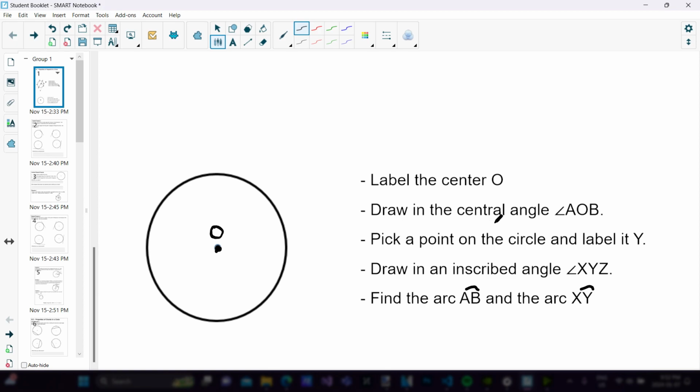Then they want us to draw in a central angle, and a central angle is AOB. Not a big thing to worry about. A central angle is an angle that is, you guessed it, at the center of the circle. So for an angle, you just draw two lines like that, and now you've drawn a central angle. That angle right there.